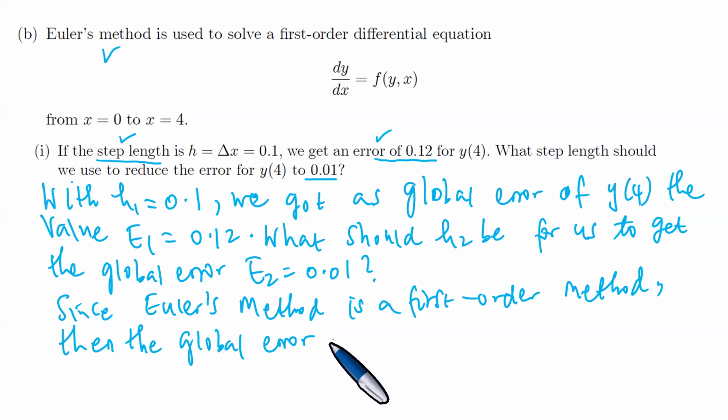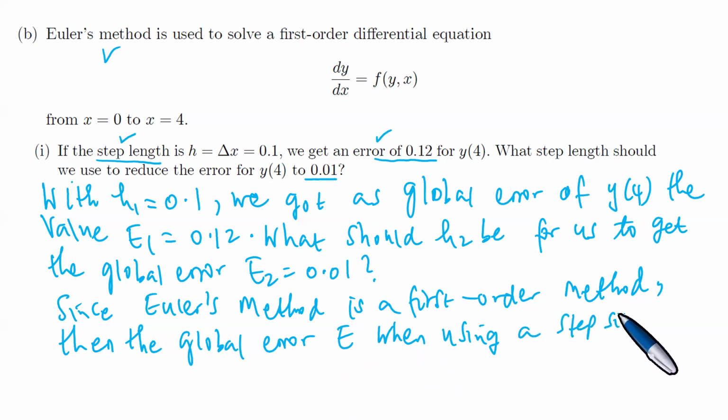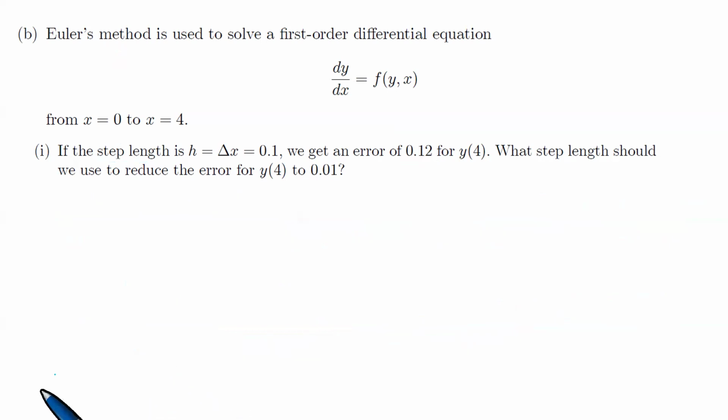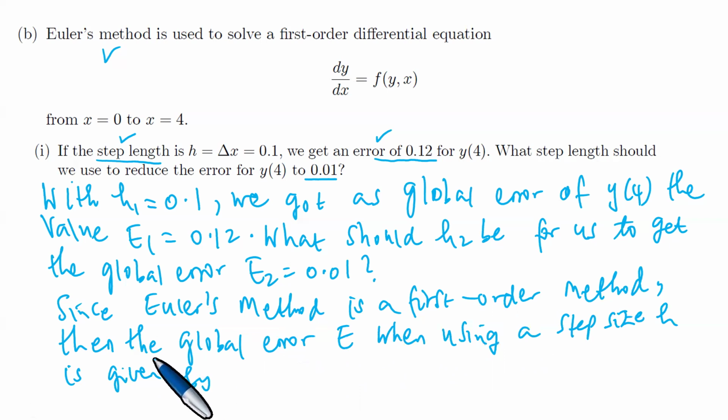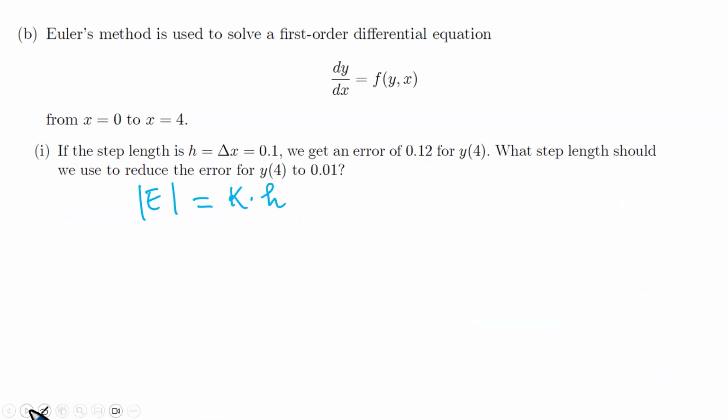Right, then the global error E, when using a step size H, is given by the modulus of E, which is KH. This is the method we use. This is the formula. Since Euler's method is a first order method, the global error E when using a step size H is given by KH, which allows us to say the modulus of the error is KH for a step size H and global error E.